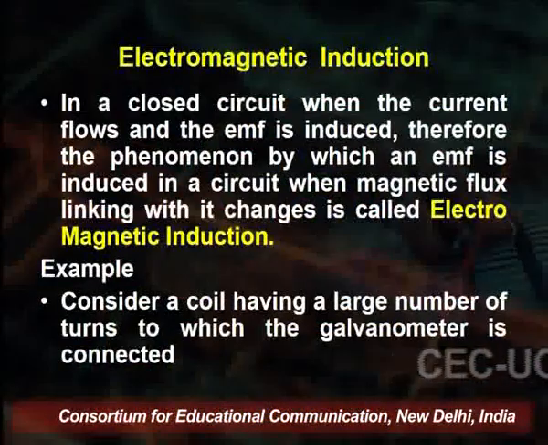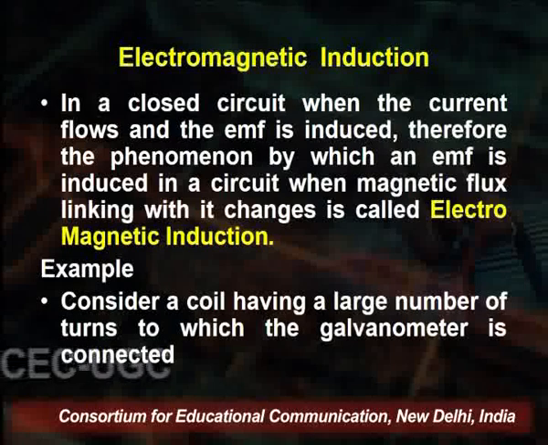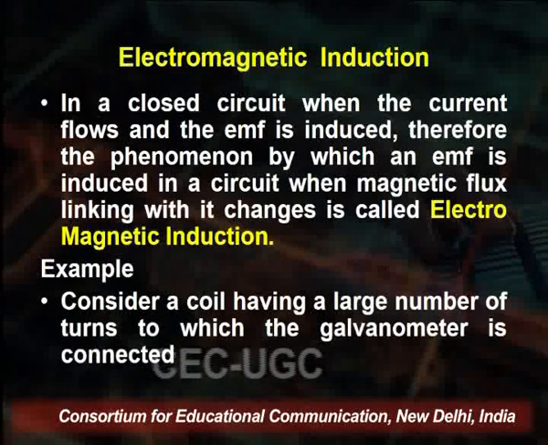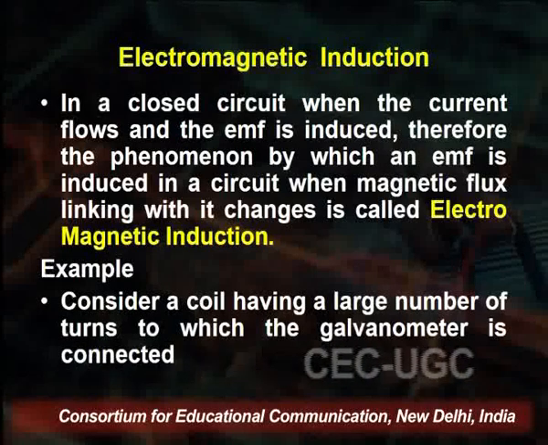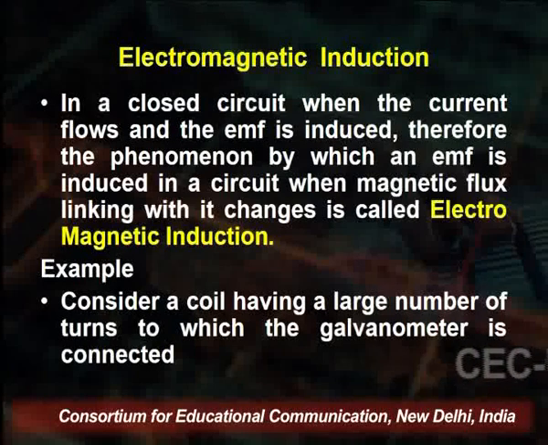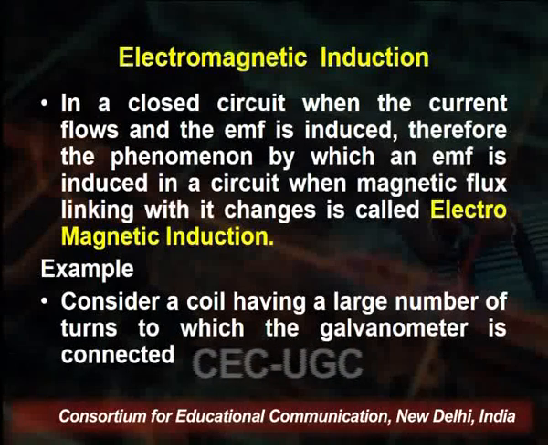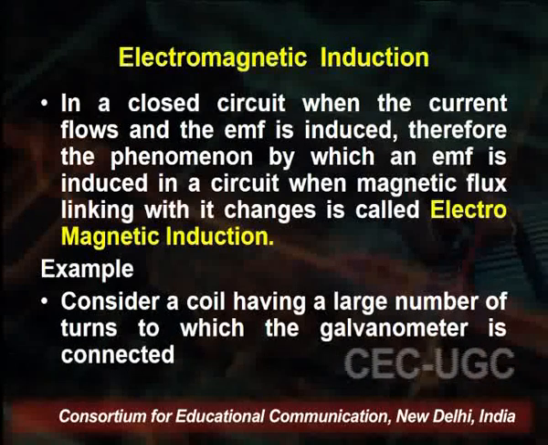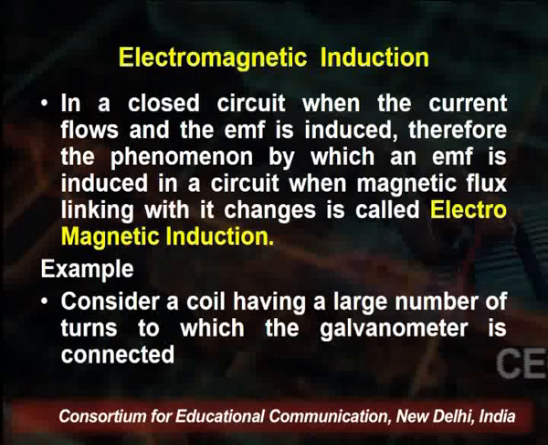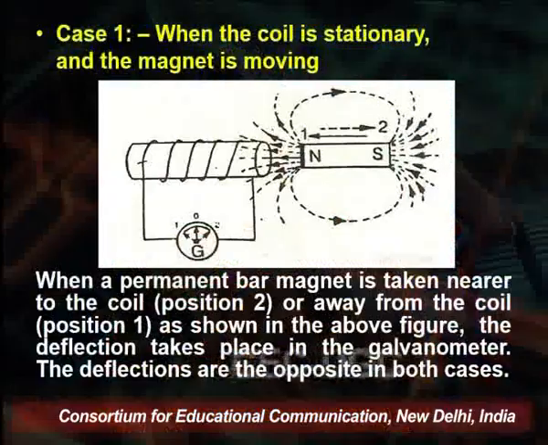To explain electromagnetic induction, we take a closed circuit. When the current flows, the EMF is induced in it. Therefore, the phenomenon in which the EMF is induced in the circuit when the magnetic flux linking with it changes gives the electromagnetic induction. Let us define it by an example. Consider a coil having a large number of turns to which a galvanometer is connected. You see in this diagram, we take the first case of electromagnetic induction.